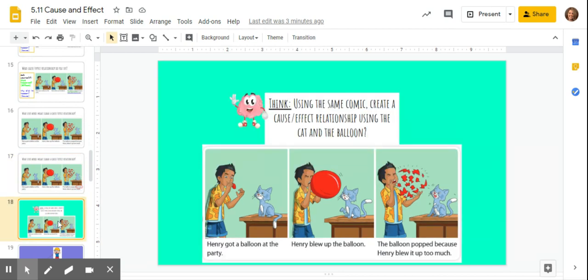At this time, I want you to think. You're going to use this same comic. You see we have this cat here and this balloon. It says, using the same comic, create a cause and effect relationship using the cat and the balloon. So now come up with something that's going to happen and why using our cat and balloon and record it on your note catcher now. When you're finished, hit play.